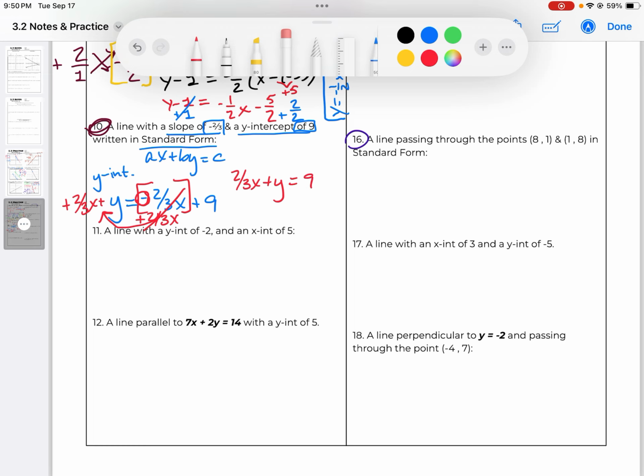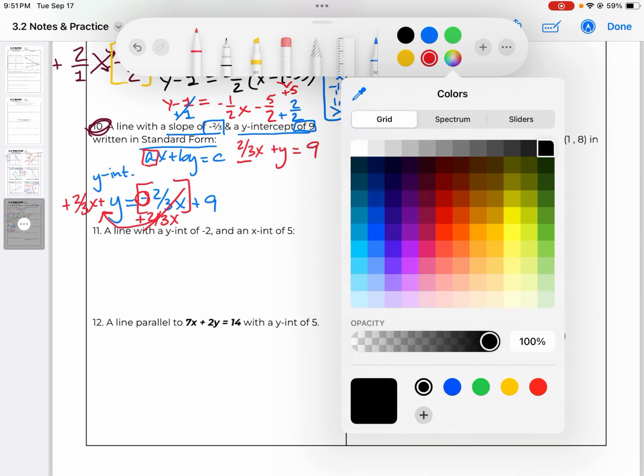Now, I'm actually going to erase this and write it a little higher because as I am writing it, I am realizing it's breaking one of our standard form rules. 2/3 x plus y equals 9. So a is positive. That's what this 2/3 is. That's what the a value is. But it is a fraction, and so we need to eliminate that fraction.